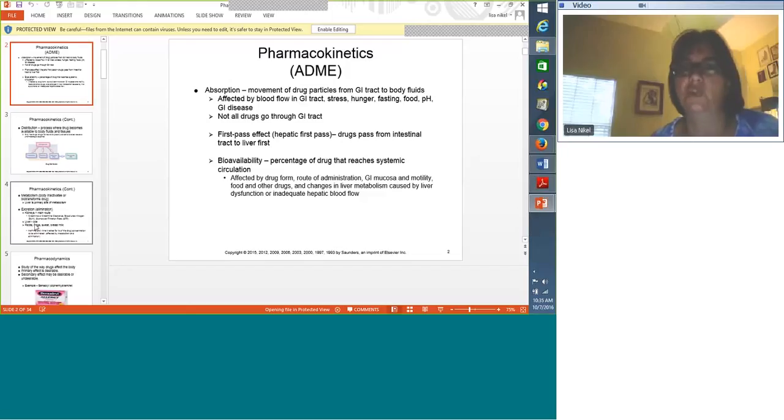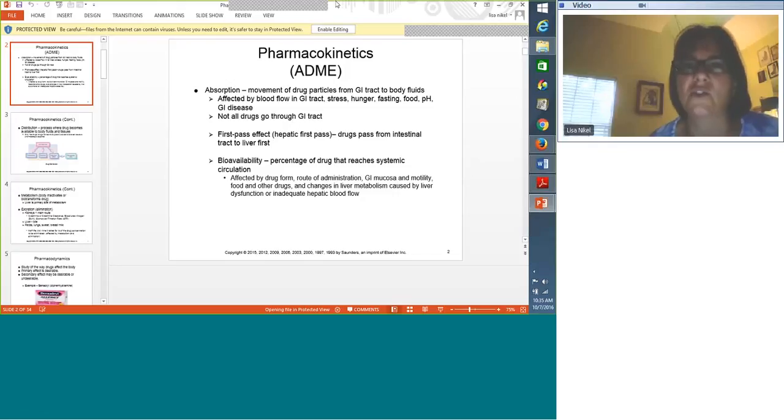So the first one, absorption. It's the movement of the drug particles from the GI tract to body fluids. It can be affected by blood flow in the intestinal tract and multiple factors that affect the gastrointestinal tract as well, such as stress, hunger, fasting, foods, acidity, the pH of the intestinal fluids, or any underlying gastrointestinal disease. When we're talking about absorption, we also have to remember that not all drugs go through the GI tract. So when we're talking about pills or liquids that clients take orally, those are going through the GI tract.